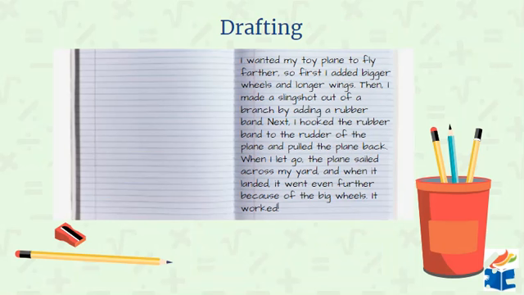Model using the writer's composition notebook to draft. You can show the students your draft and read it aloud. "I wanted my toy plane to fly farther, so first I added bigger wheels and longer wings. Then I made a slingshot out of a branch by adding a rubber band. Next, I hooked the rubber band to the rudder of the plane and pulled the plane back. When I let go, the plane sailed across my yard, and when it landed, it went even further because of the big wheels. It worked." You might want to point out the transition words used to help readers understand the order of the steps, such as first, then, and next.